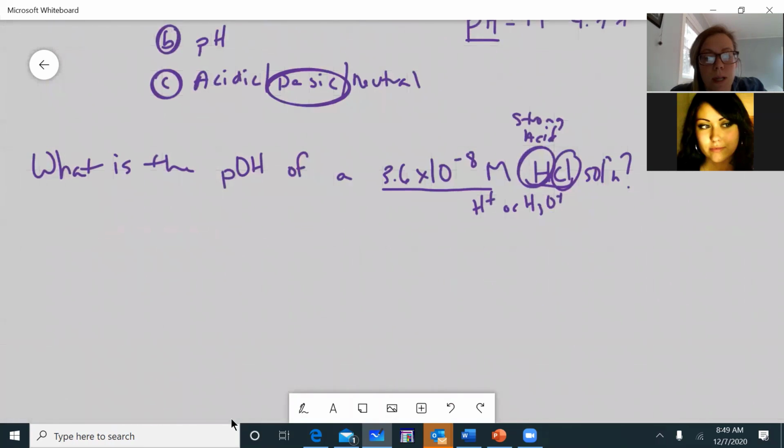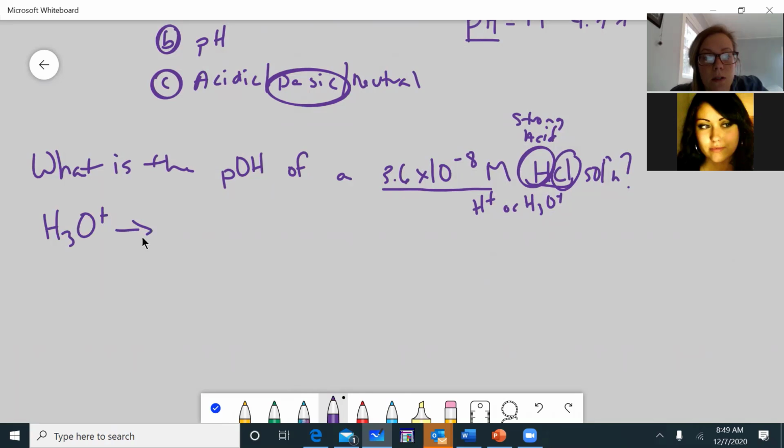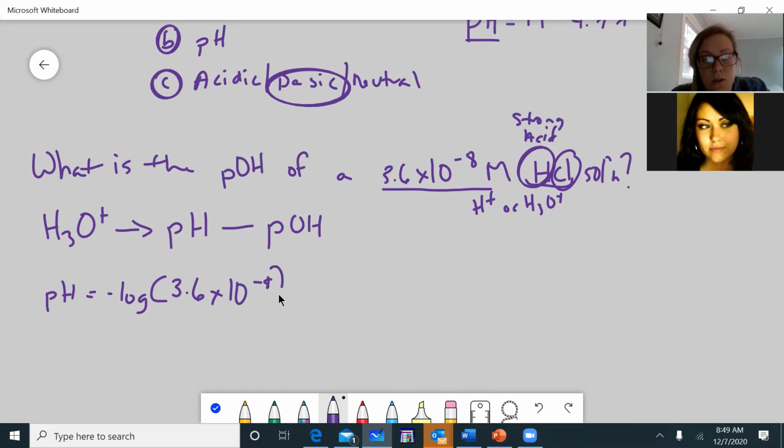So plugging this in, I'm going to go H3O plus to pH and then pH to pOH. So pH is going to equal the negative log of my H3O plus, and in this case, it's 3.6 times 10 to the negative 8. So don't get freaked out if you see it written as a molecule. You just assume that it's a 1-to-1. If you had two H's for this, you would have to double that number, but I don't think you'll see anything like that. You may see it on the homework, you won't see it on the test.